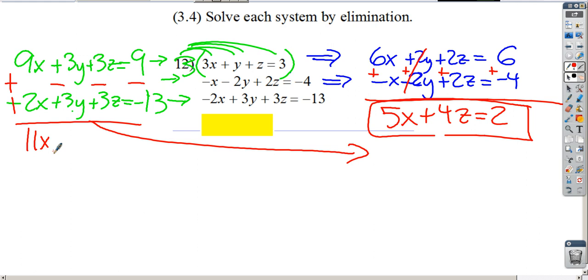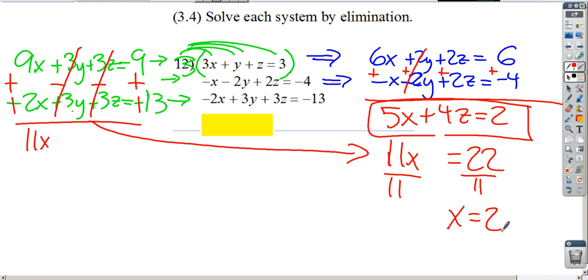That's 11x. I'm just going to write this over here. Okay, 3y minus 3y, that's eliminated. 3z minus 3z, that's eliminated too. 9 minus negative 13, that's like 9 plus 13, which is equal to 22. So this is actually easier than we thought. We would normally have to do another elimination. There would be a z there, and we'd do another one. We don't this time. We can just solve directly for x and get x equals 2.